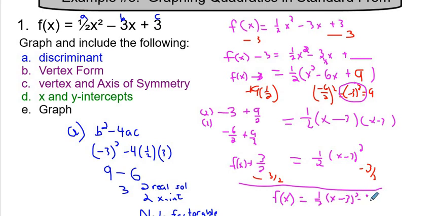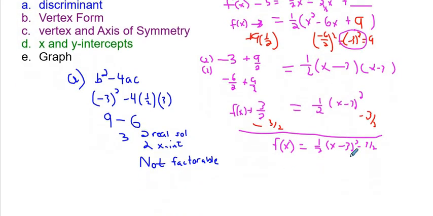All right. So let's take a look at what happens next. Okay, so that's the vertex form. So my vertex is going to be positive 3, opposite h, and then minus 3/2 as the k. And my axis of symmetry is going to be x equals 3.